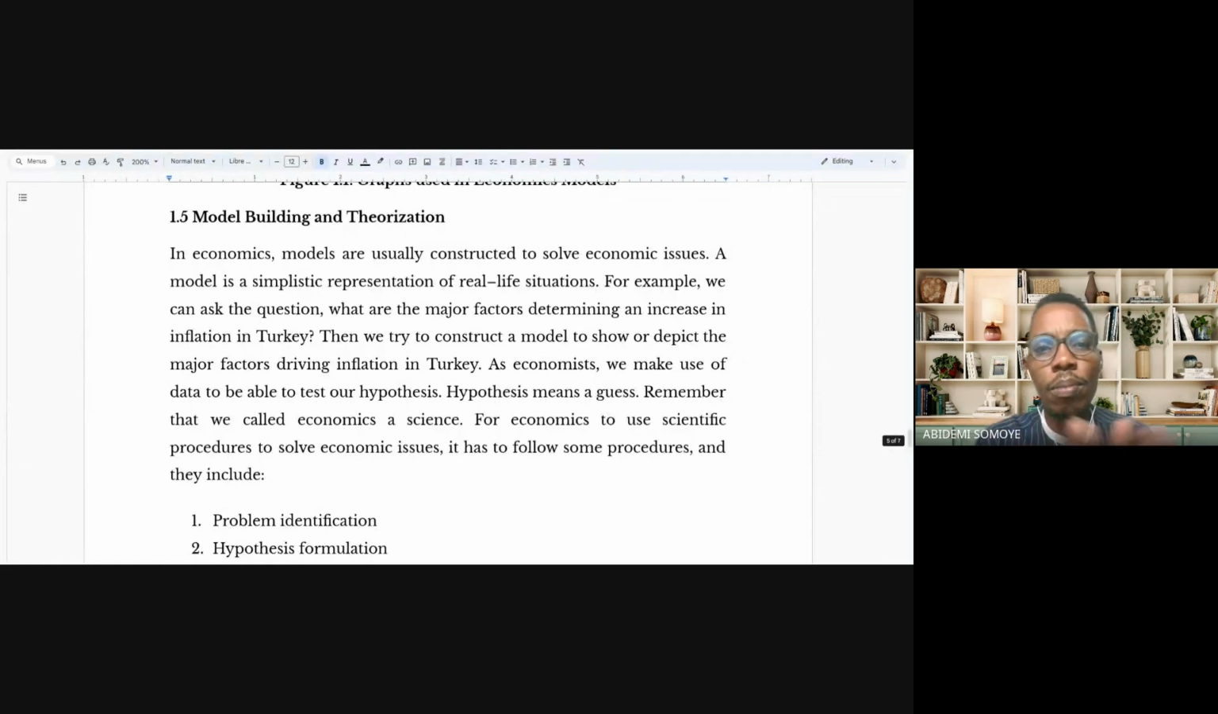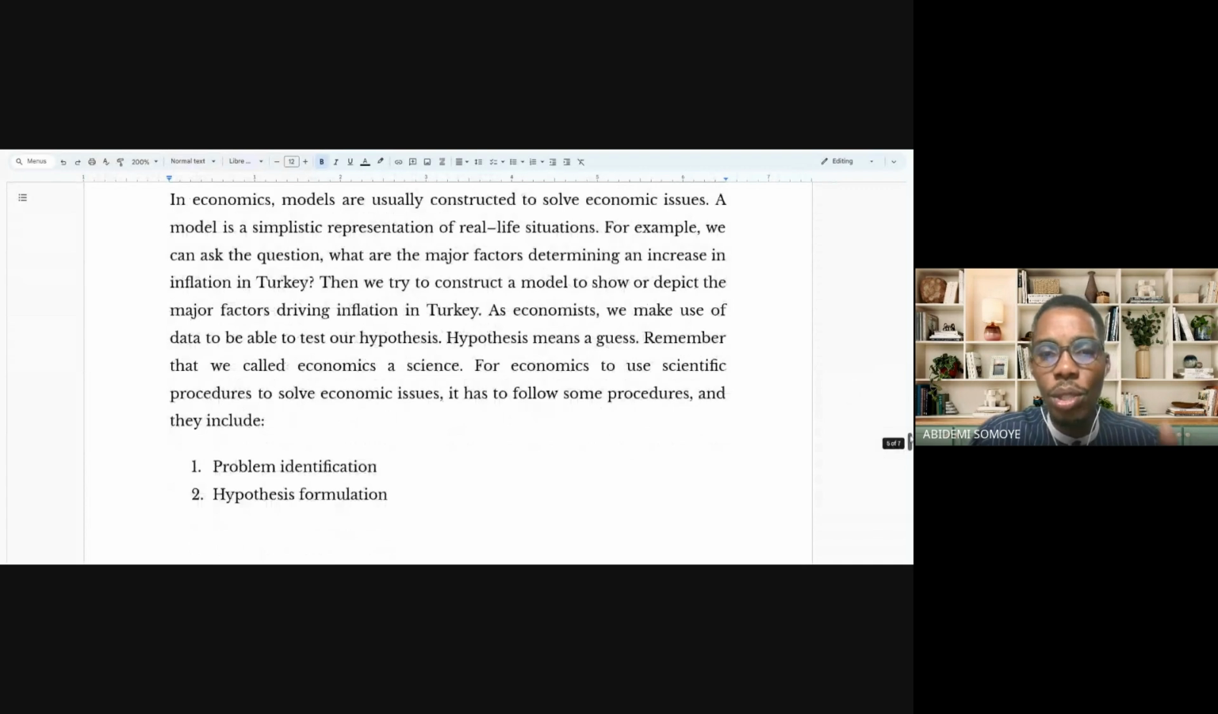In economics, models are usually constructed to solve economic issues. A model is a simplistic representation of real life situations. For example, you can ask the question, what are the major factors determining an increase in inflation in Turkey or Nigeria? Then we try to construct a model to show the major factors driving inflation in Turkey. As economists, we make use of data to be able to test our hypothesis.